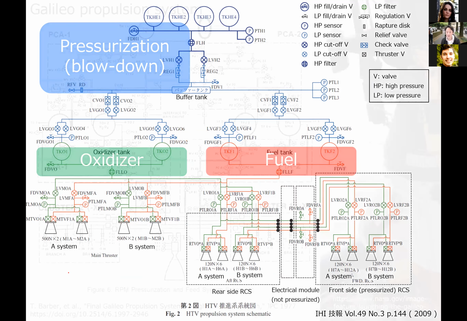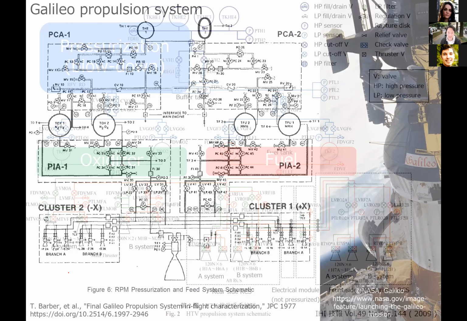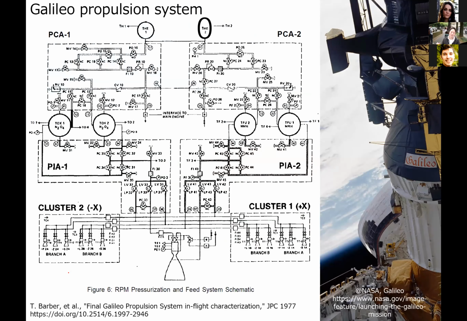But usually a system diagram is like this. So this is another case. This is the Galileo Space Probe, a very famous Jupiter probe. And in this case, it's like this. So complicated, but yeah, all of the elements are necessary.